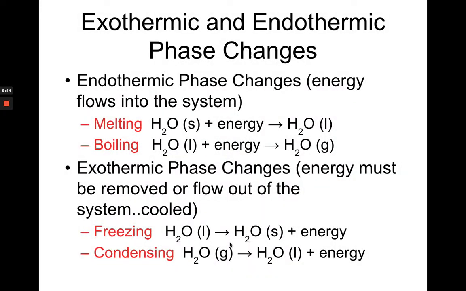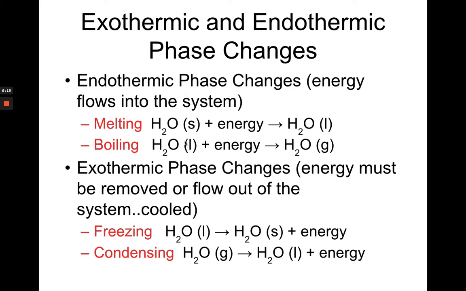So let's talk about phase changes, physical changes, exothermic and endothermic phase changes, because I think they're really good illustrations of what I mean by energy flowing into the system or energy coming out of the system. And the fact that exo and endo don't mean hot and cold necessarily. So an endothermic phase change, in which energy has to go into the system to happen, are melting and boiling.